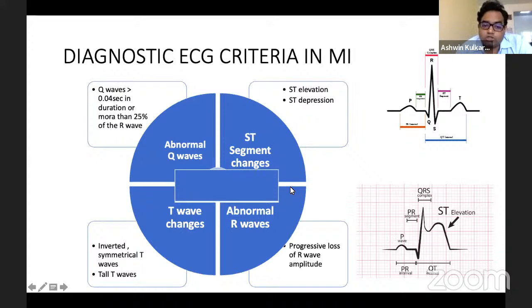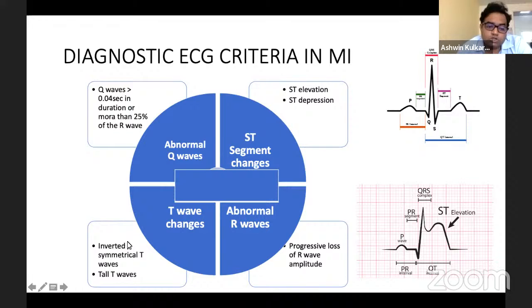The next important wave you should look for is the R wave. What has happened to the R wave? In the previous ECG modules, they have explained to you what these waves are, how these waves originate, and what they represent. In myocardial infarction, whenever there is necrosis of the myocardium, there will be progressive diminution of the amplitude of the R wave. So: ST segment elevation or depression, progressive loss of R wave, and T wave changes. This is also an important aspect here.